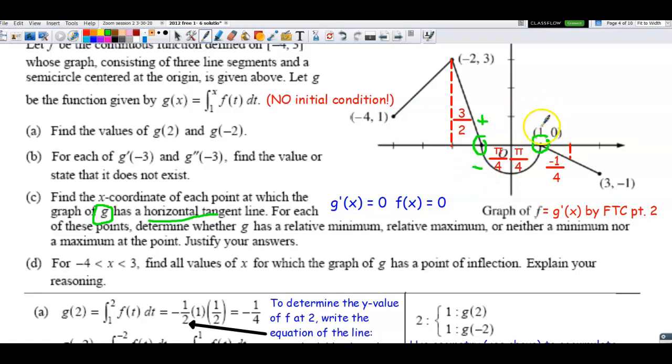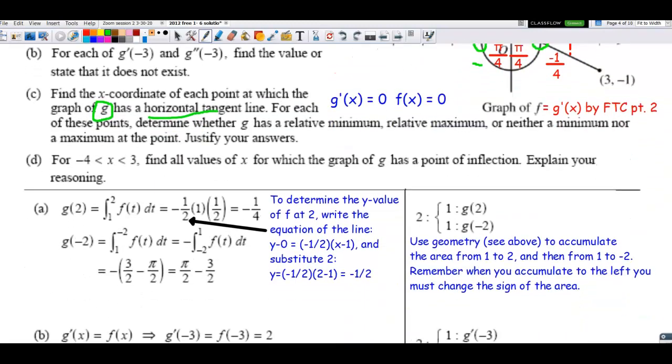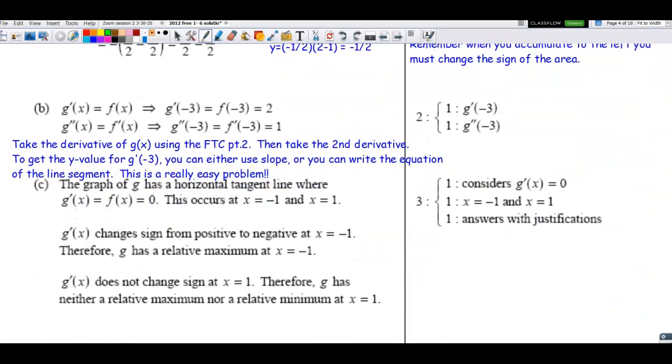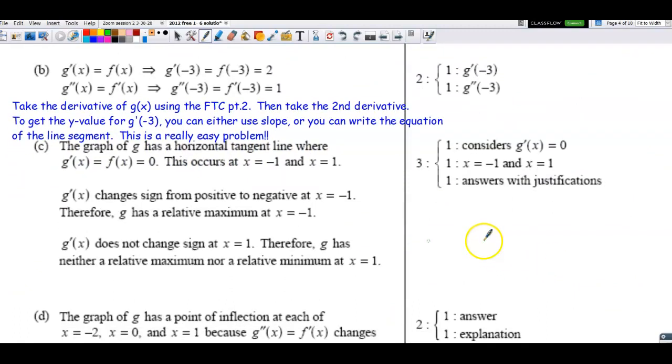At the second 0, the first derivative graph, which is this one, which is f, does not change sign, so we have neither a local max nor a local min. So in letter C, the graph has horizontal tangent line where there's that connection point again, g prime of x equals f of x equals 0 at -1 and 1.